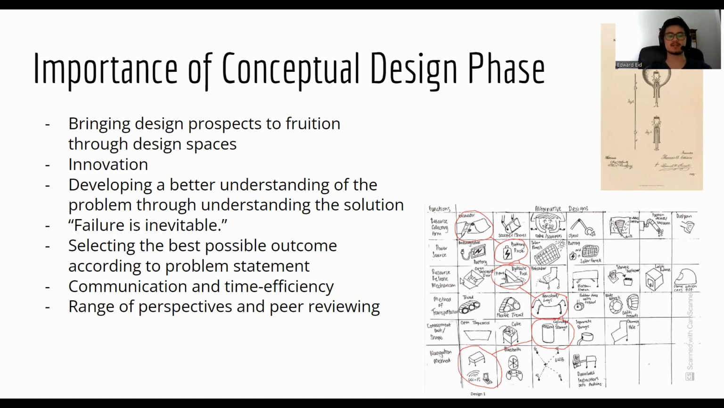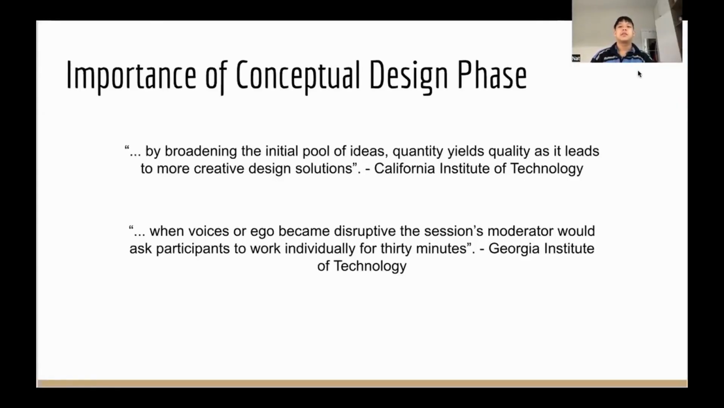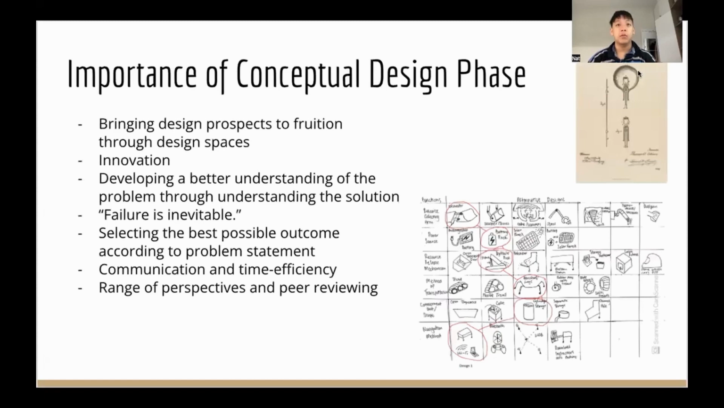thousands of different filaments. The California Institute of Technology's study on factors that affect design outcomes correspondingly establishes, by broadening the initial pool of ideas, quantity yields quality as it leads to more creative design solutions. This sentiment can be elaborated upon by considering the results of combinatorics, where different design prospects can be grouped with each other to form a number of feasible solutions, as represented visually in a morphological chart. An example of the morphological chart can be seen below, which is our one for the Mars rover.